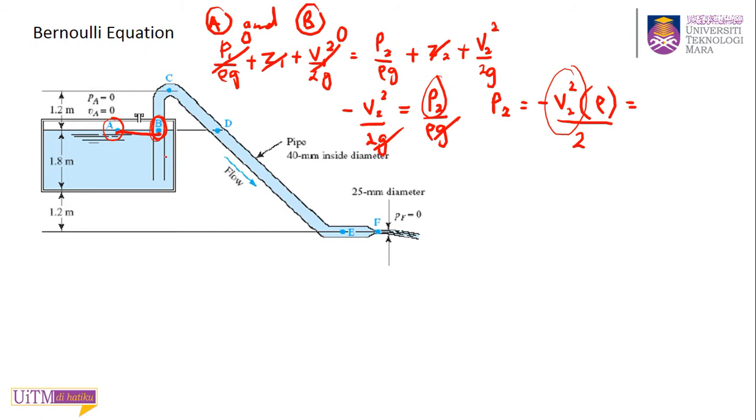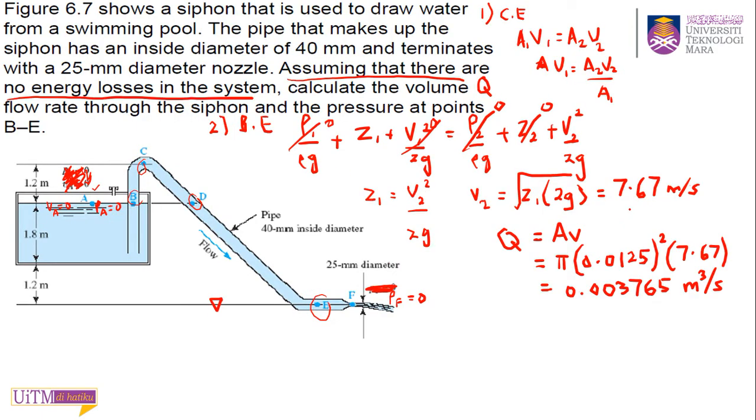7.67 just now, sir. Where? This one. This is the velocity at F. Right? So it's not the same. So you want to find the velocity at B. How can you find that? Using what equation? A1 V1 equal to A2 V2, sir. Yes, that's the correct way. Okay, you use the continuity equation to find your velocity at point B.